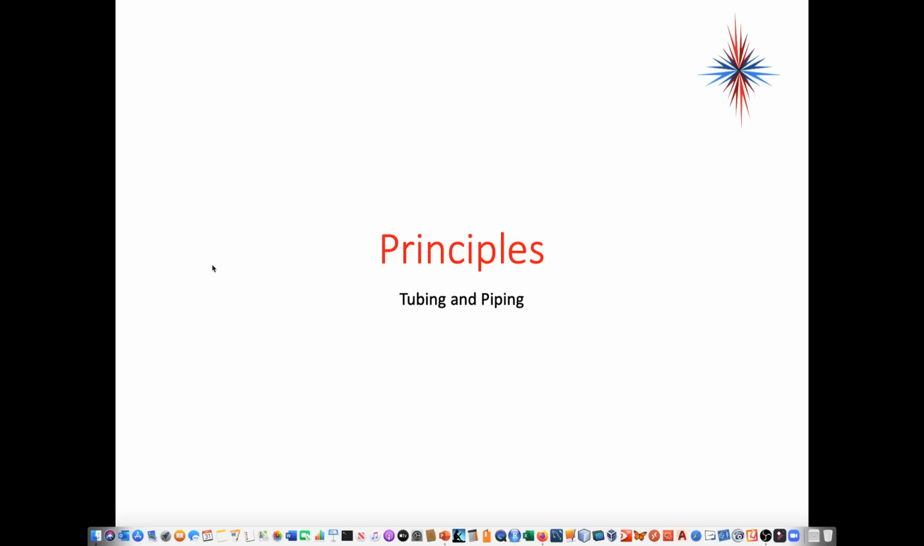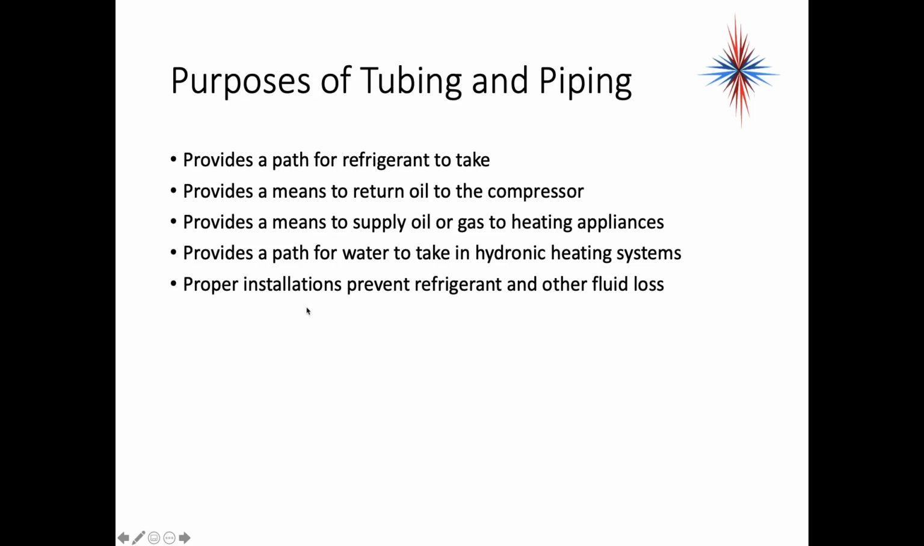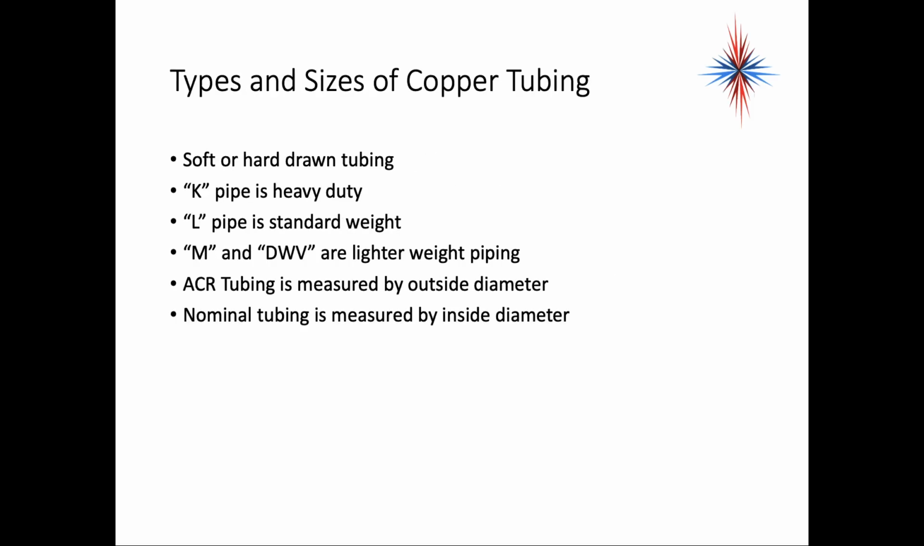In this video, we're going to be talking a little bit more about piping and tubing and some of the functions that you have to do as an HVAC tech with tubing and piping. The purpose of tubing and piping is simple. It provides a path for refrigerant to take. It provides a means to return oil to the compressor. It provides a means to supply oil or gas to a heating appliance. And it provides a path for water to take in hydronic heating and cooling systems. Proper installations prevent refrigerant and other fluid loss.